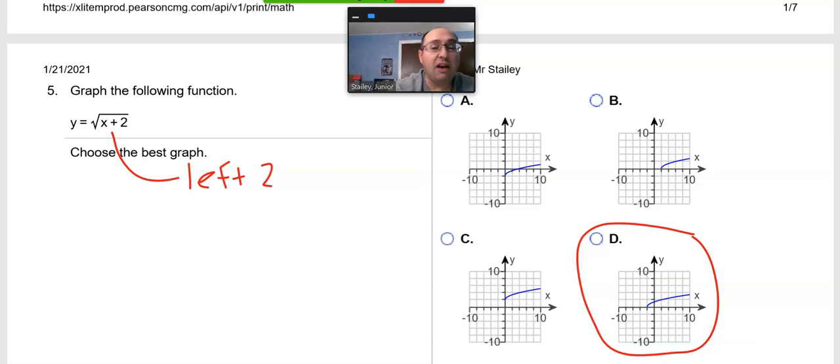So this one would be left 2. It looks backwards on the inside. Remember, it always looks backwards on the inside. It looks exactly like what you think on the outside. And the only one that went left 2, so it's the exact same looking picture. It just got picked up and moved to the left 2.